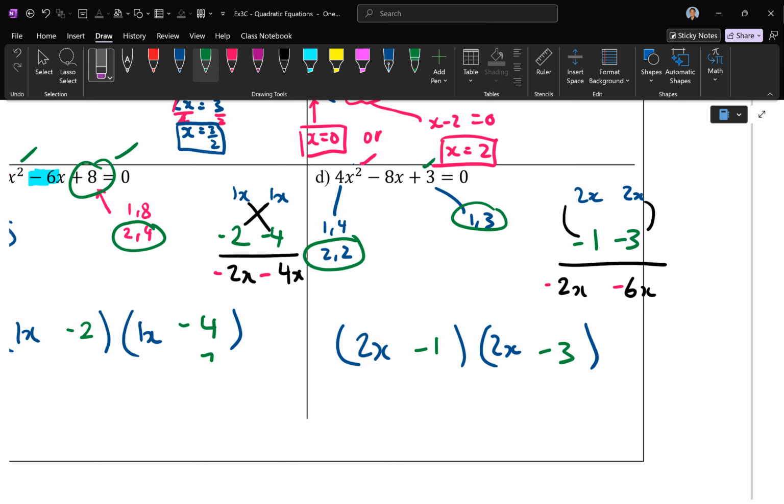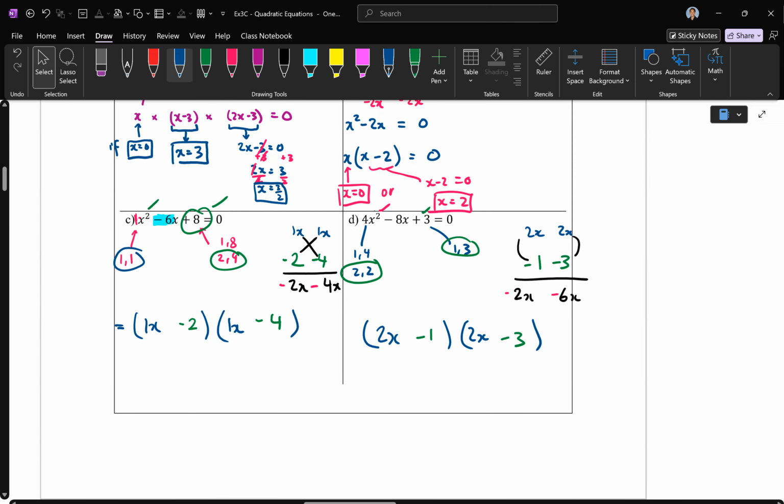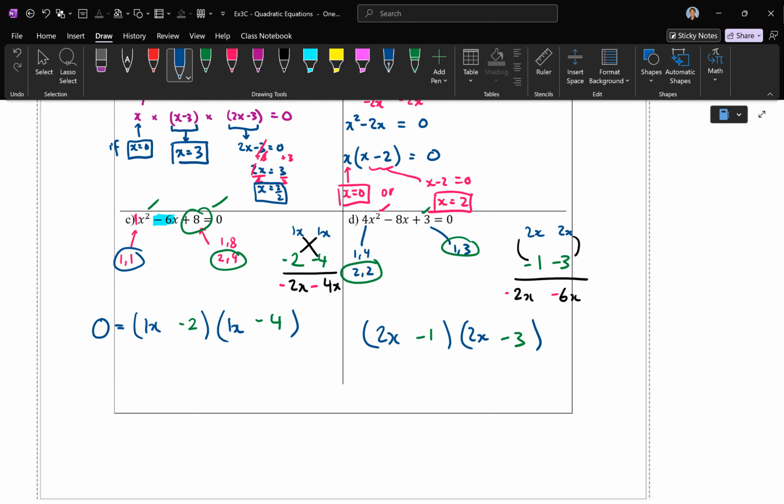You see in both scenarios, in these 2 examples, we still have not finished. Remember, it's equal to 0. So this is meant to equal 0, and this is meant to equal 0. This is where you apply the null factor law. Something times something equals 0. Something times something equals 0. Use what I just taught you before. Let's solve.